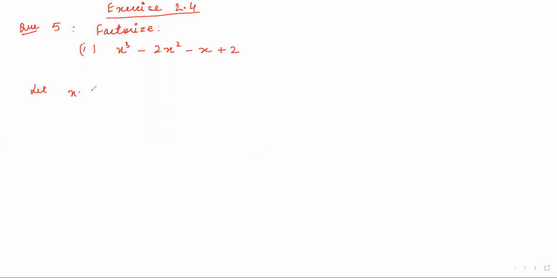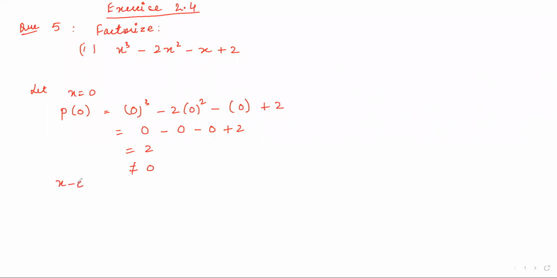Let x is equal to 0, first of all. So find the value at 0. What do I get? 0 whole cube minus 2 into 0 whole square minus 0 plus 2, which is 0 minus 0 minus 0 plus 2. So I'm getting plus 2, which is not equal to 0, obviously, right? So I'm not getting equal to 0.